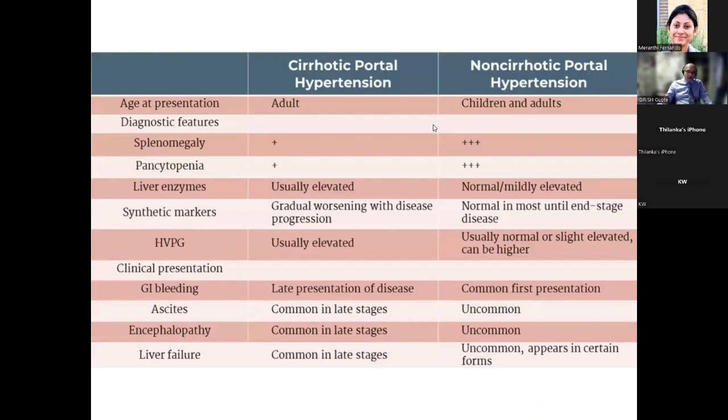Now, cirrhotic portal hypertension or non-cirrhotic portal hypertension, I did mention that there is a different classification. Non-cirrhotic portal hypertension is where there are all manifestations of portal hypertension, but there is no cirrhosis. You can see that the splenomegaly is much more significant in them. The pancytopenia is also significant, but the liver enzymes are usually normal or mildly elevated.